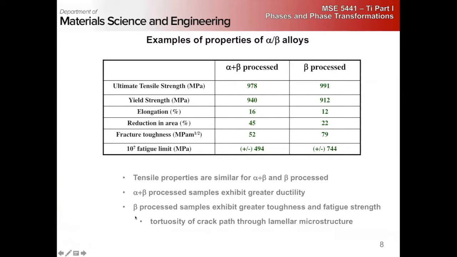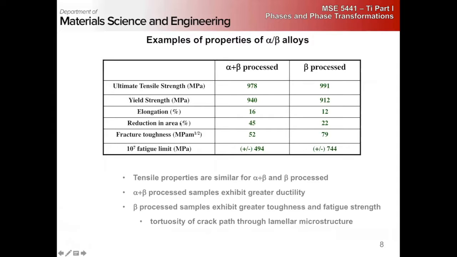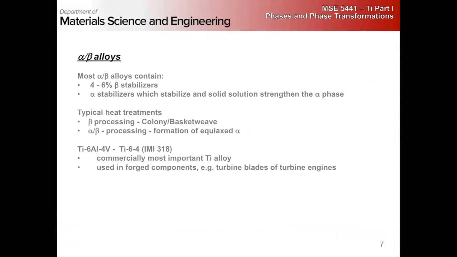And so these are properties of 6-4 in the alpha plus beta processed versus the beta processed state. They're pretty comparable. The biggest difference being, in the alpha plus beta processed, remember the alpha plus beta deformation, we've got formation of equiaxed alpha grains in there, whereas the beta process, we only have colony or basket weave type structures. So if you think about what I can ask you in titanium, a lot of it is going to come down to this processing, alpha plus beta versus beta processing.